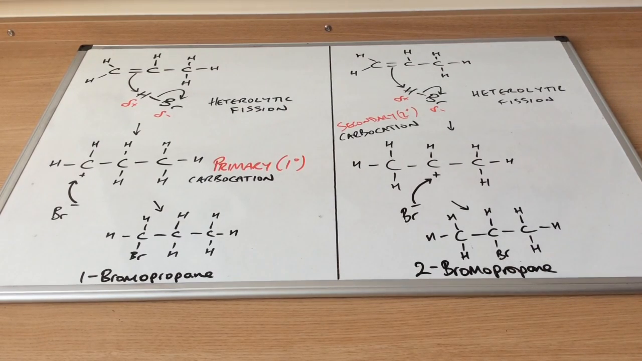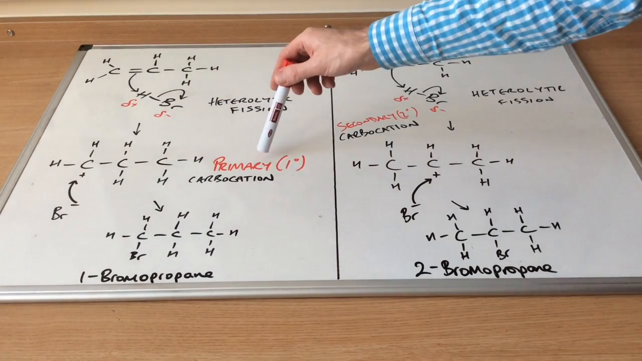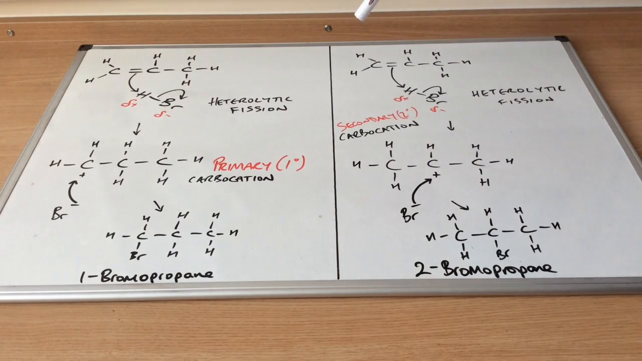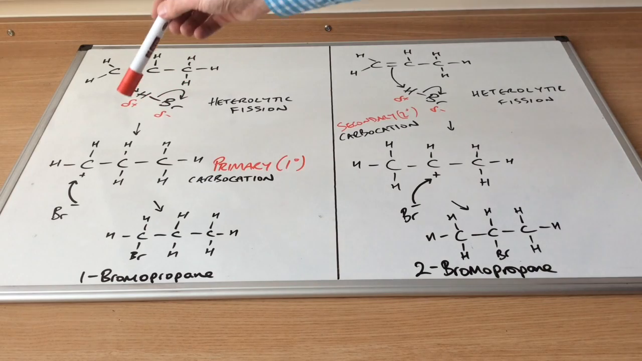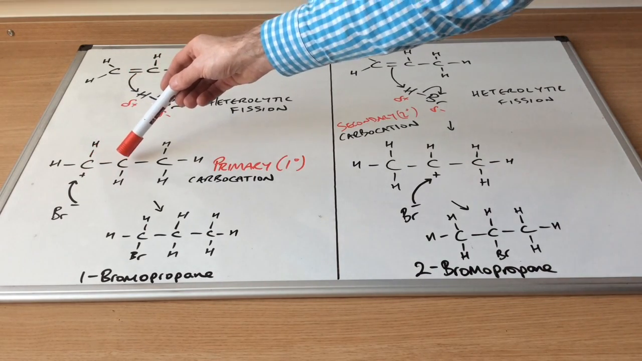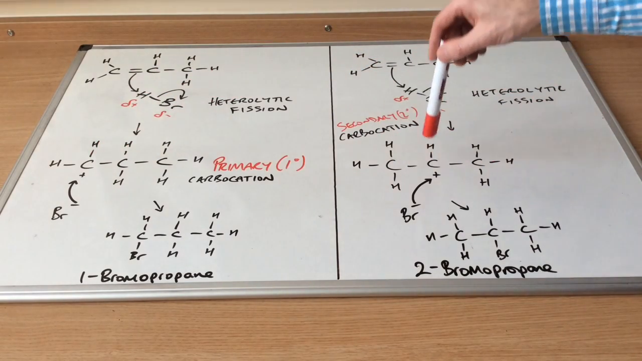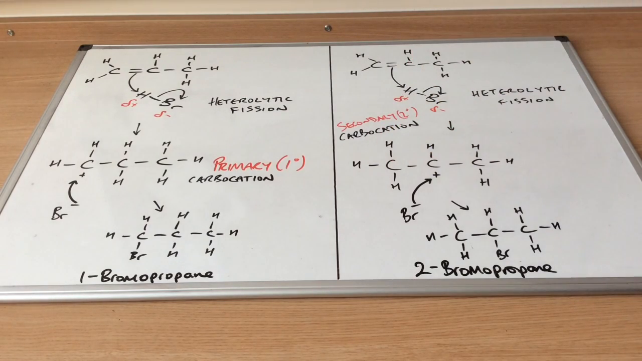So you can see I've added some extra words there. We've not just got a carbocation here, we've got a primary carbocation. And in this mechanism, we haven't just got a carbocation, we've got a secondary carbocation. I'll quickly explain what we mean by primary and secondary. If we look at this one first, on the carbon bearing the positive charge there is one carbon directly attached, whereas in the secondary carbocation, the carbon with the positive charge has got two carbons directly attached.